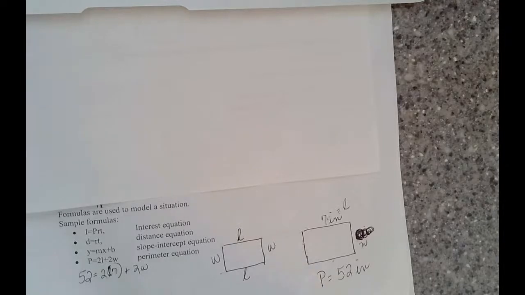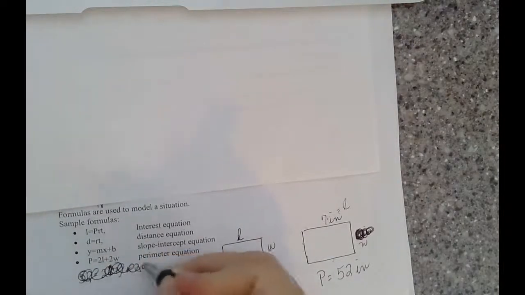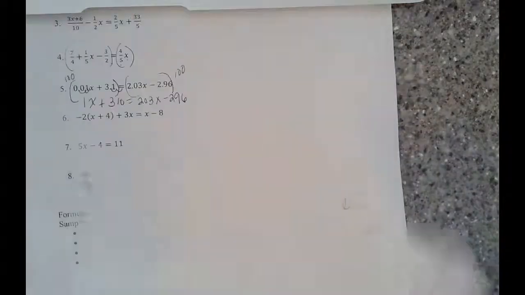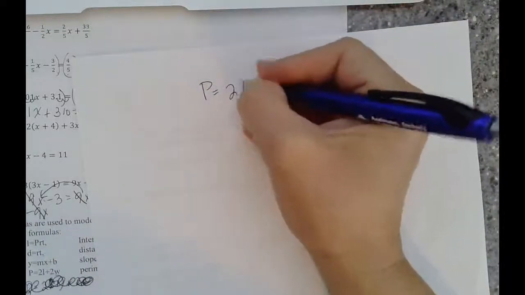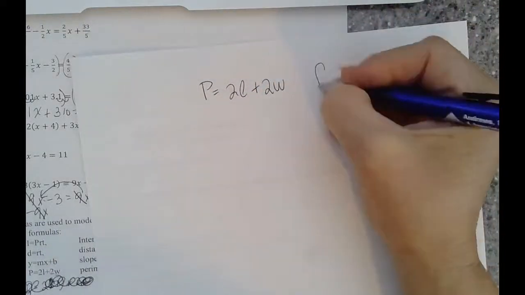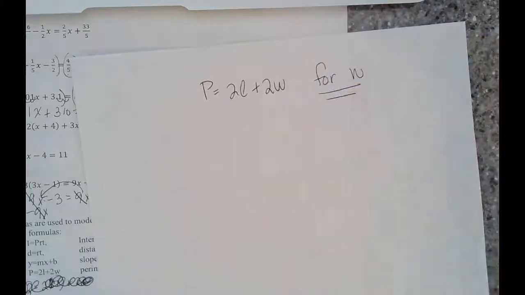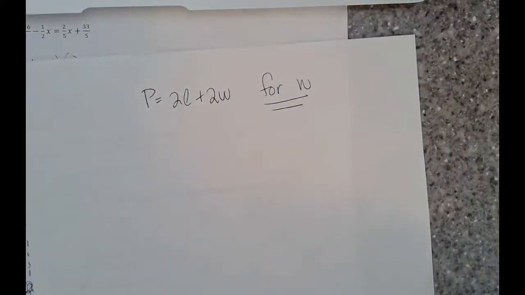But if you were doing a lot of these, it would be handy to rearrange the equation for W, to rearrange it in terms of W. So if you're going to do a repeated amount of computations, it makes sense to rearrange an equation for one of the variables. So instead of doing this repeated amount of times, let's once and for all rearrange the equation P equals 2L plus 2W. Let's solve it for W. Just rearrange it for W.